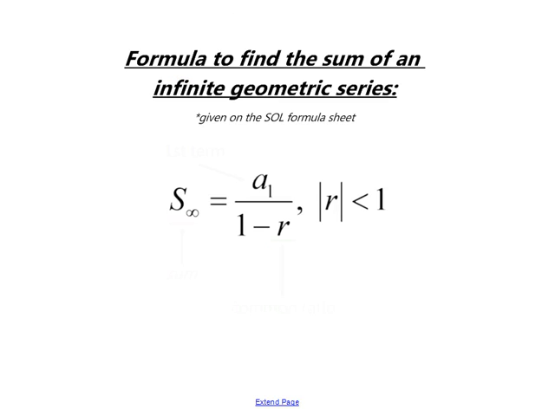This is the formula to find the sum of an infinite geometric series. Again, we are given this formula on the SOL formula sheet, so you don't need to memorize it. You just need to know how to use it. So we're finding the sum of infinitely many terms. A sub 1 is our first term, and r is our common ratio. And remember, just as a reminder, you can only use this formula to find a sum if the absolute value of that common ratio is less than 1.